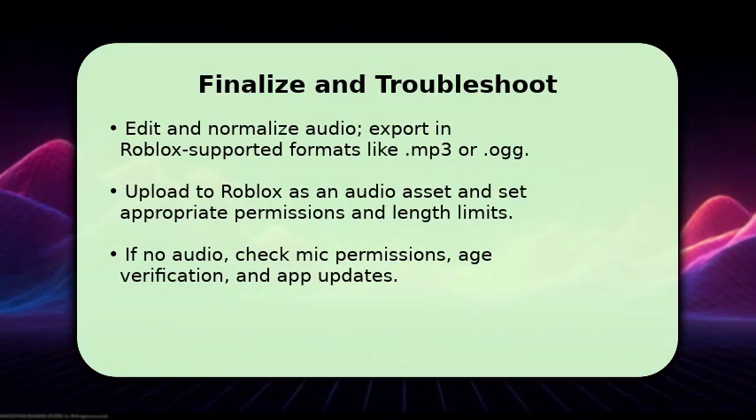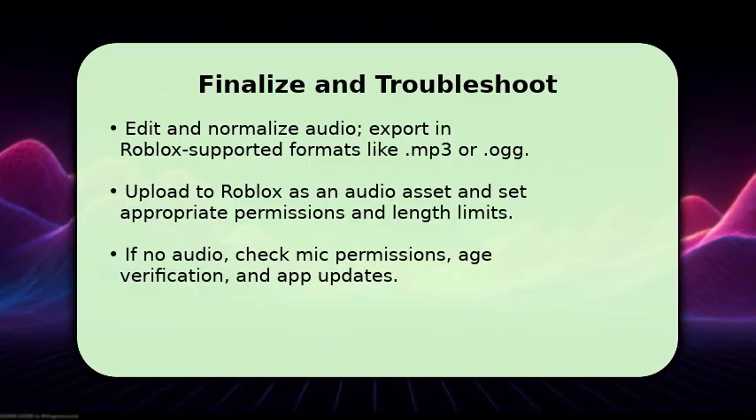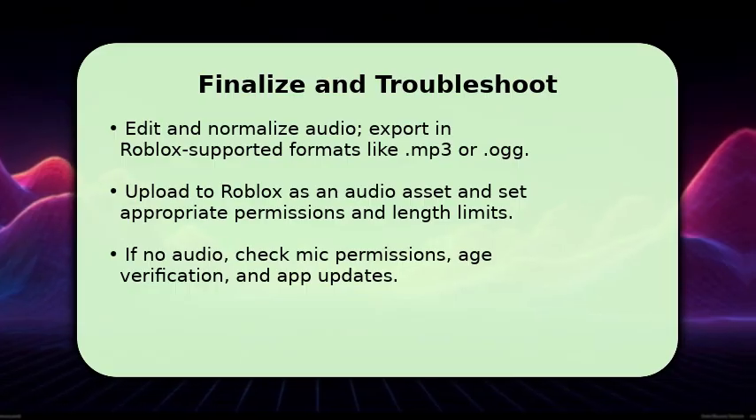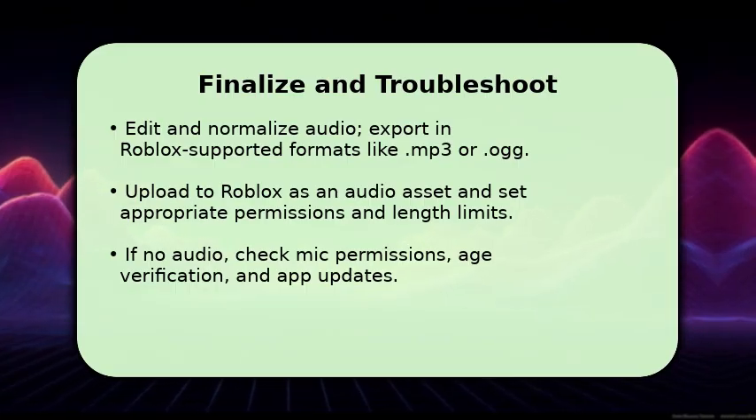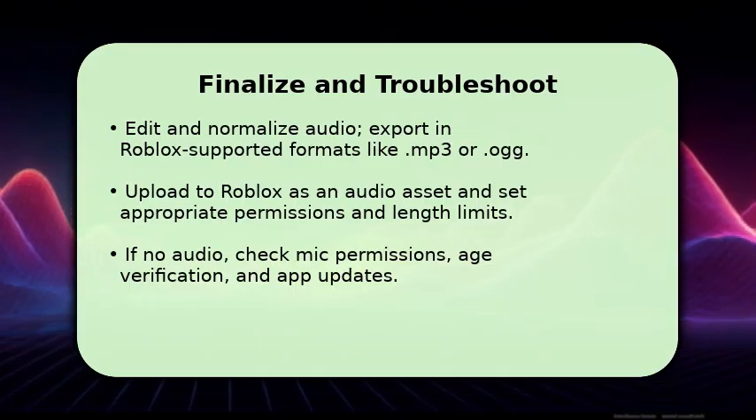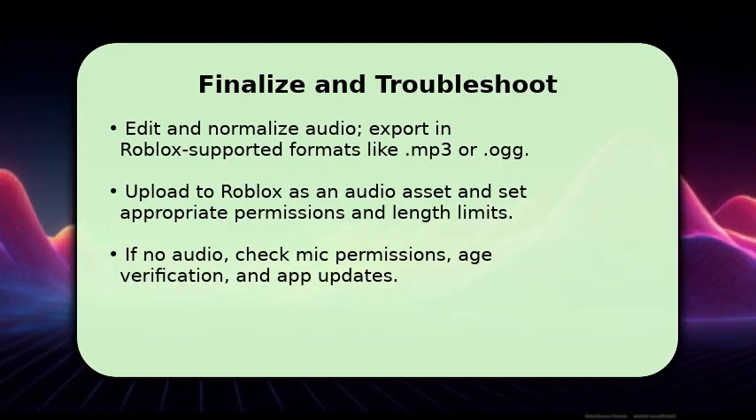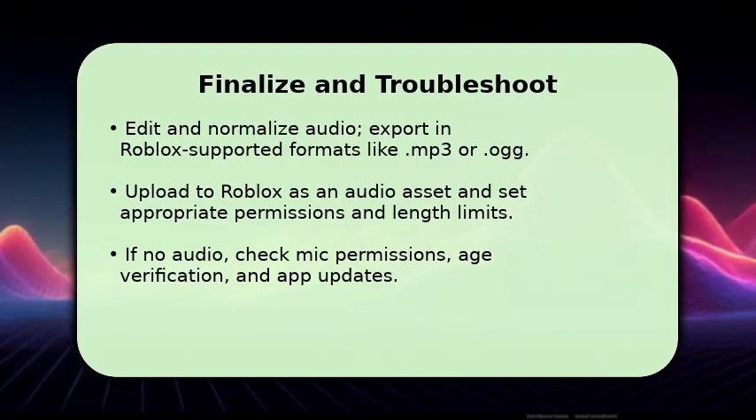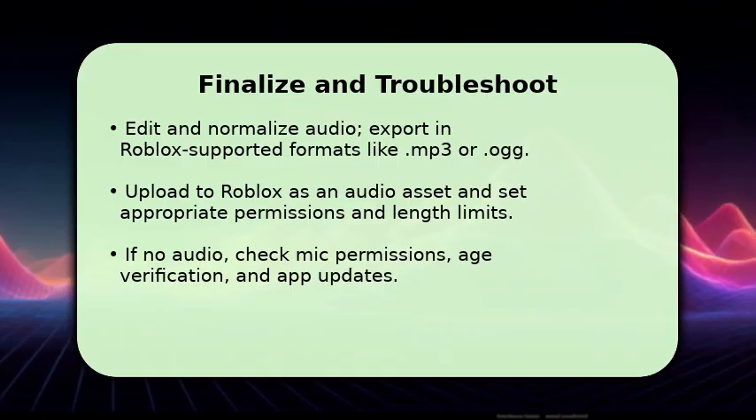You finish by cleaning and exporting the clip. Normalize levels, trim silence, and export to an accepted format such as MP3 or OGG so Roblox accepts the file. Then upload it to the Create Audio section, give it a clear name, and apply appropriate use permissions or ID settings for your place. Once uploaded, assign the audio asset ID within scripts or sound objects.